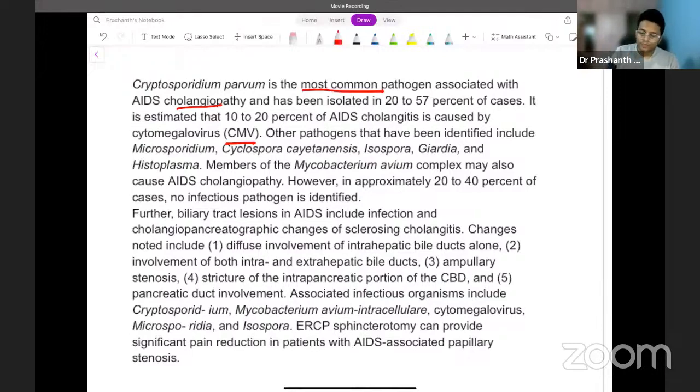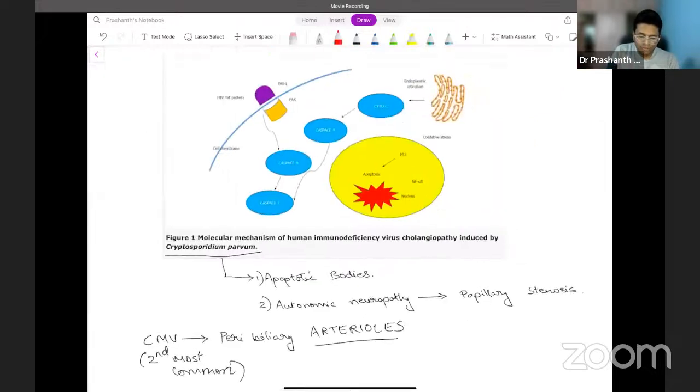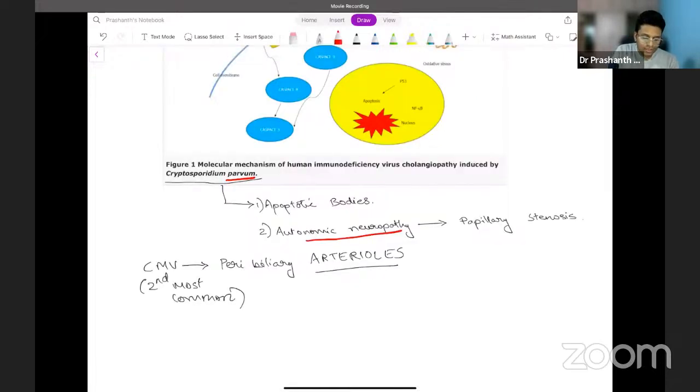Now, this picture tells you that Cryptosporidium parvum tries to activate the Fas receptor ligands and results in apoptotic bodies in the cholangiocytes, which in turn results in the stricturing disease. Second, it also causes some form of autonomic neuropathy from the bowel, which can translate into papillary stenosis in these patients. The second most common cause, CMV, does not affect the cholangiocytes directly, but actually affects the peribiliary arterioles and results in a very similar picture.